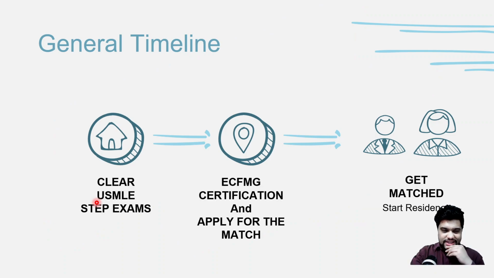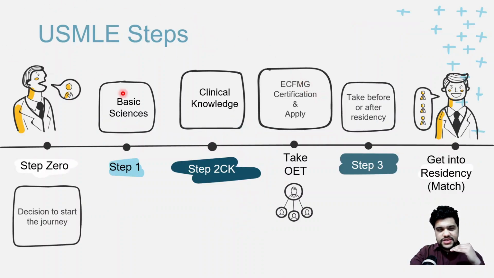The general timeline is to clear the USMLE step exams, then get ECFMG certified, apply for the match, and then get into the residency program. More specifically, the USMLE steps include Step 1, Step 2 CK, and Step 3. But I like to add what I call Step 0, which is actually the decision to start the journey, because it's a long, arduous journey. Look at this: you have to give your Step 1, which is basic sciences, and then you go into CK, which is clinical knowledge, and you take your OET exam, the Occupational English Test. You get ECFMG certified, and then you apply. You can give Step 3 either before residency or after you get into residency, and finally, if you match, you start residency.